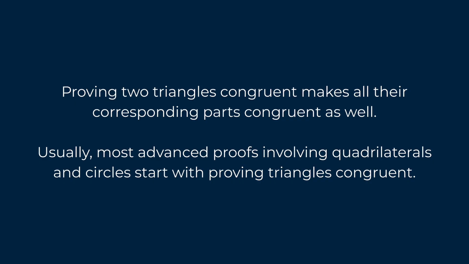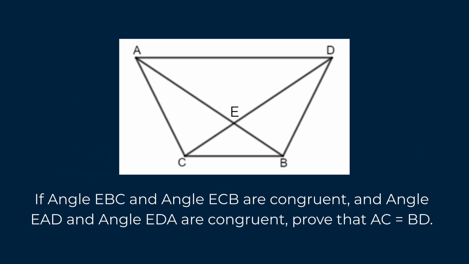Usually most advanced proofs involving quadrilaterals and circles, or trapezoids, or squares, or rectangles, they all start with proving two triangles congruent, and then using those corresponding parts to prove other parts congruent. Let's take an example. If angle EBC and angle ECB are congruent, and angle EAD and angle EDA are congruent, prove that AC is equal to BD. I'll give you a moment.